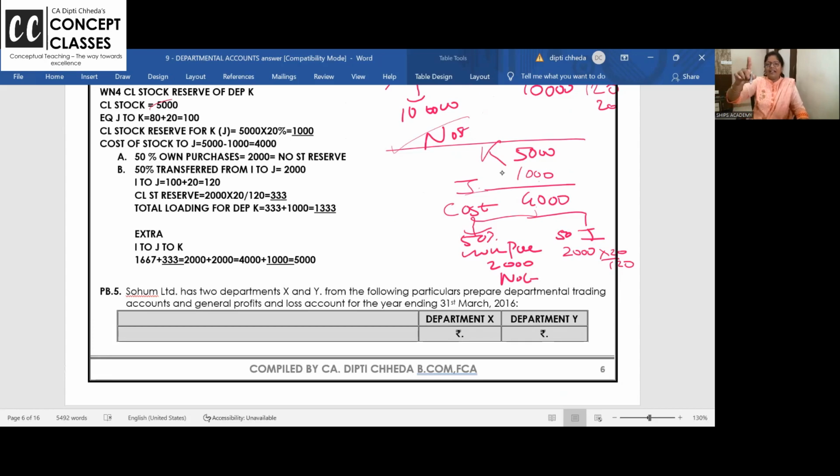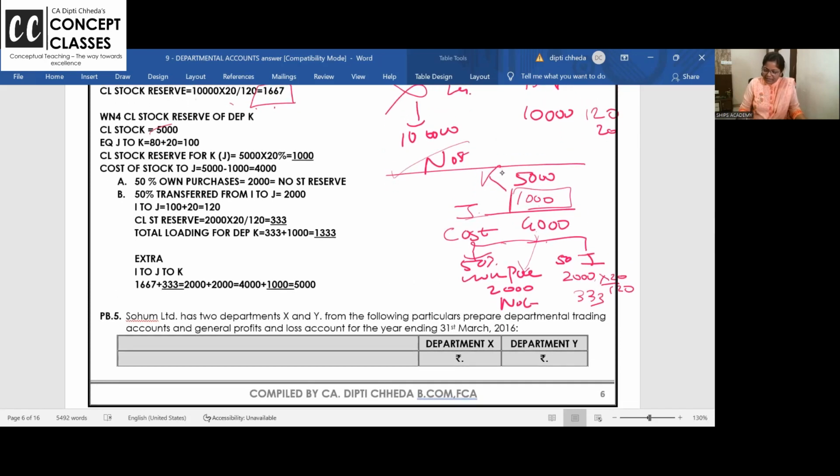So J is saying, okay, your closing stock, no, 5,000. In that 1,000 is my loading and cost is 4,000. In 4,000, J saying my own purchase is 2,000, जिसमें कोई loading नहीं है. 2,000 I से आया था और मैंने K को दे दिया. So in that our loading into 20 by 120, we have to reverse. That is 333. Yes. So now, what is the total loading in K? 1,000 J to K and 333 I to J and then J to K.